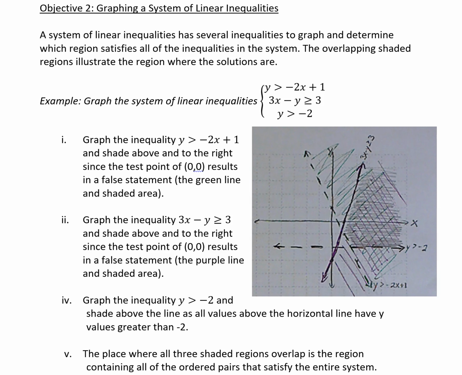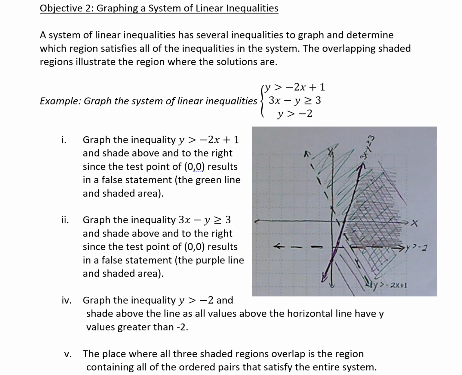Graphing a system of linear inequalities. A system of linear inequalities has several inequalities to graph and determine which region satisfies all of the inequalities in the system. The overlapping shaded regions illustrate or show the region where the solutions for all the inequalities are, or the solution area for the entire system.